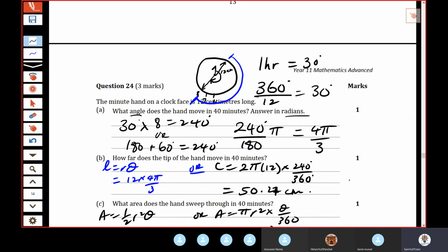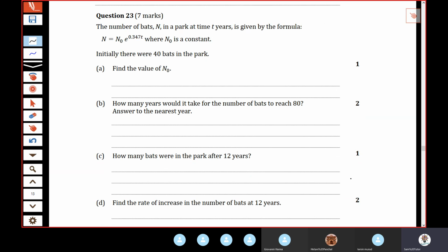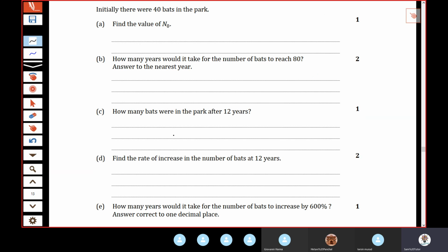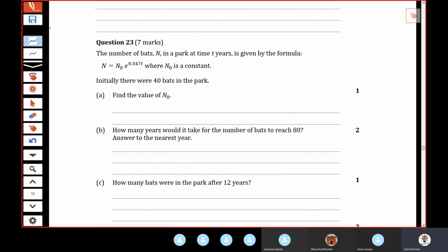Okay. Let's do another one. All right, these ones, exponentials. We can only do it up to C. All right. The number of bats n in a park at time t years is given by the formula. Initially, there were 40 bats in the park.